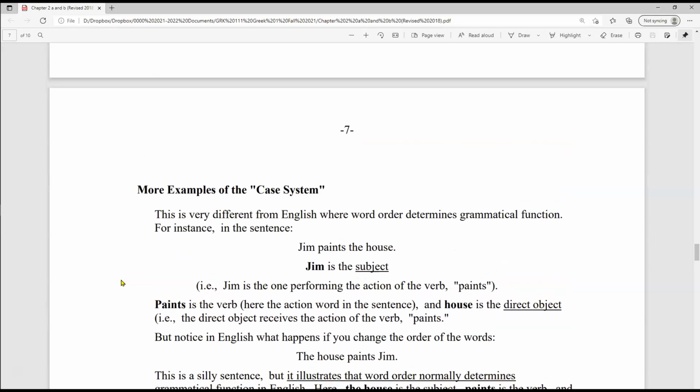Okay, so some more stuff about the case system. English is based on word order. So if I say Jim paints the house, Jim is the subject. But if I say the house paints Jim, that's a silly sentence, but now the house is the subject. In Greek, it doesn't matter. You can put house first, Jim first. You can put them both in the middle. It's the one that has the nominative ending that's the subject. It's the one that has the accusative ending that's the object. You can put them in any order you want. It's the ending that determines the grammatical function.